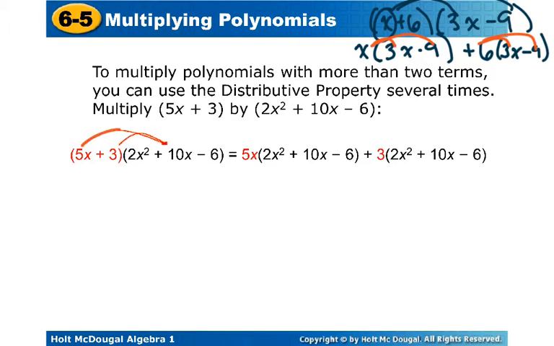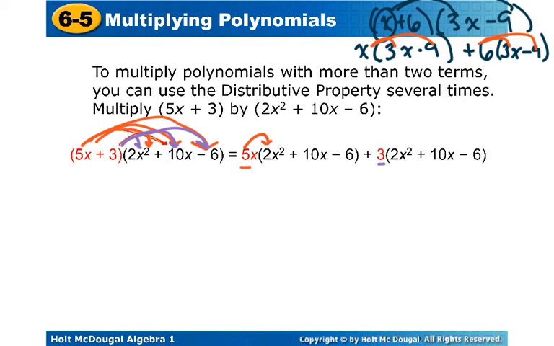Okay, so this 5x has to go to each term in here. In order to show that, I'm going to take 5x times that whole entire trinomial. And I'm going to do the same thing with the 3. That 3 has to go to each one of these terms as well, so I'm going to write it as 3 times that whole entire thing. Okay, and then we're simply just going to use our distributive property.